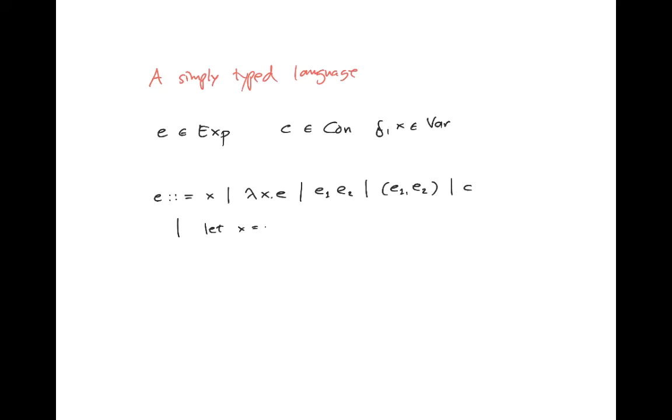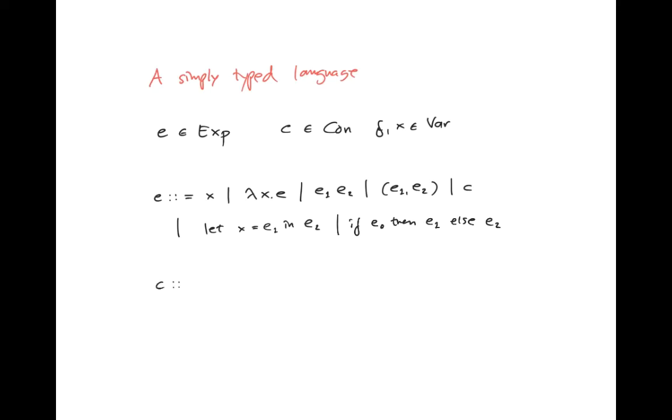Let x equal e1 in e2, and this x here could be a variable, or it could be a function identifier. And finally, conditionals: if e0, then e1, else e2.